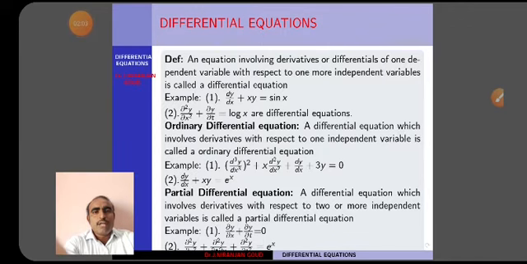The second type of differential equation is the partial differential equation. A differential equation which involves derivatives with respect to two or more independent variables is called a partial differential equation. Example: dou y by dou x plus dou y by dou t is equal to 0. In this equation, we have two independent variables, so this is a partial differential equation. See the second example: dou square y by dou x square plus dou square y by dou x dou t plus dou square y by dou t square is equal to e power x. This is also a partial differential equation.